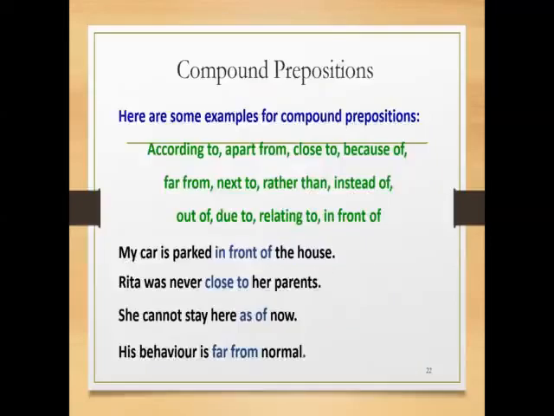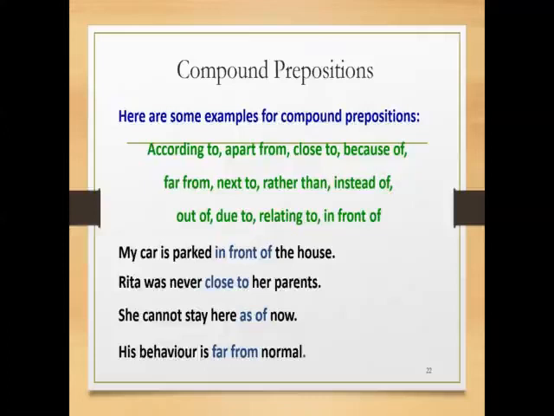Here are some of the examples for compound prepositions: according to, apart from, close to, because of, far from, next to, etc. My car is parked in front of the house. Here, in front of is a compound preposition. Rita was never close to her parents. Here, close to is a compound preposition.